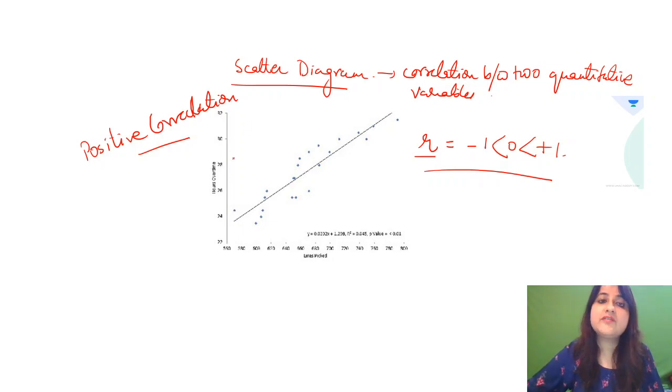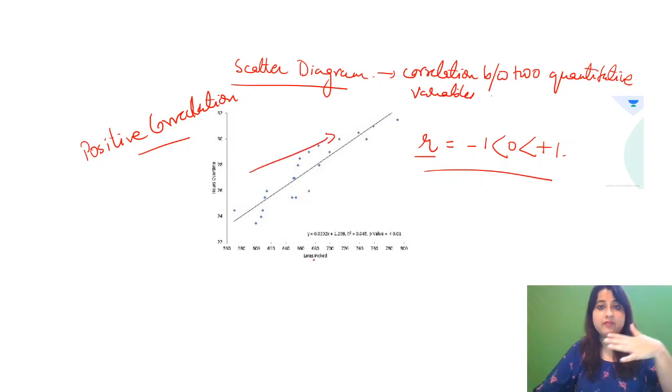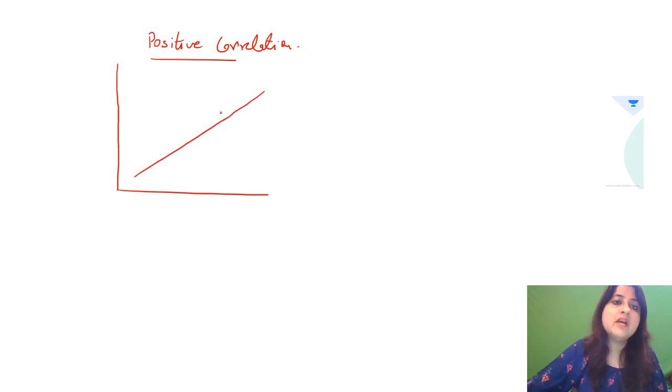We all know it is positive because the slope is upward. If one variable increases, the other variable also increases. Here the variables are both quantitative. So let us see how the graphs are interpreted. First, let us talk about positive correlation. If this is the scatter diagram for a positive correlation and these dots are exactly on this line, then this is known as perfectly positive correlation.